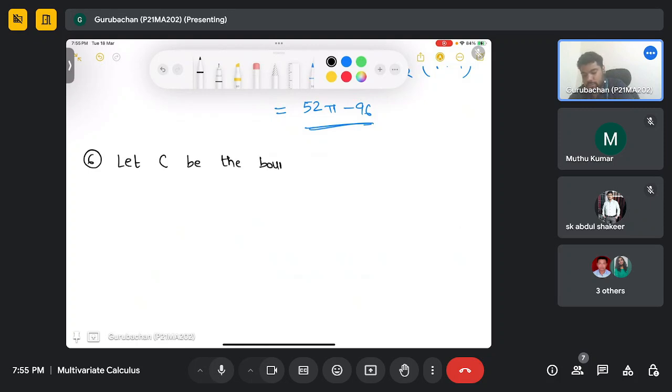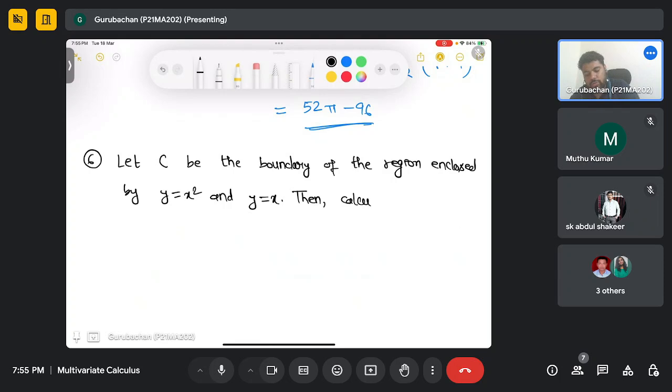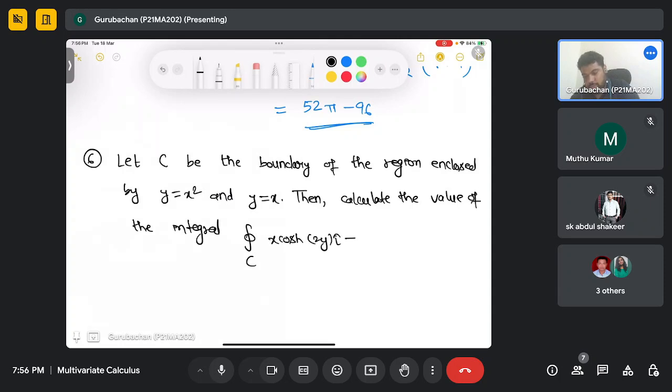Let's see, with the boundary of the region enclosed by y equal to x square and y equal to x, then calculate the value of the integral, and the integrand is given as x cos hyperbolic 2y i cap plus 2x square sin hyperbolic 2y j cap, this dot dr. So we need to calculate the value of this.